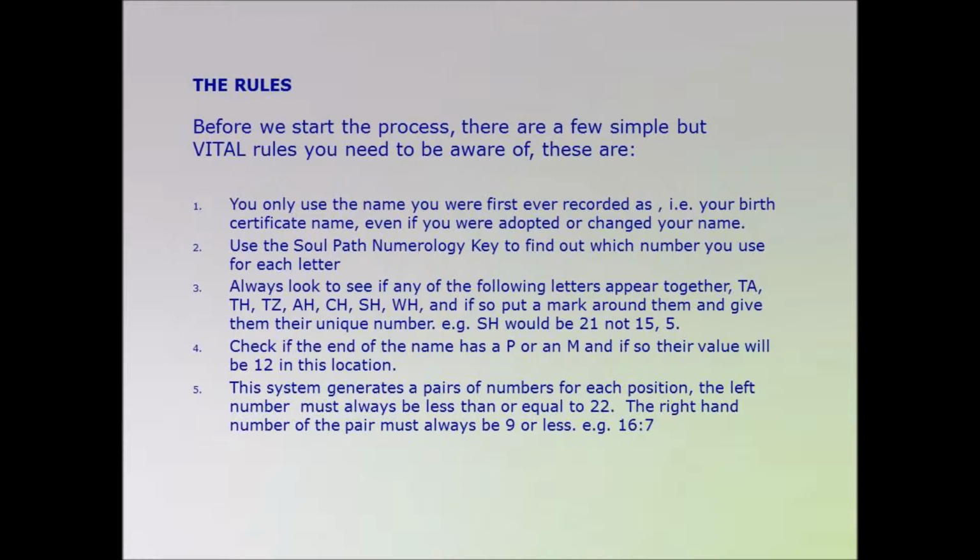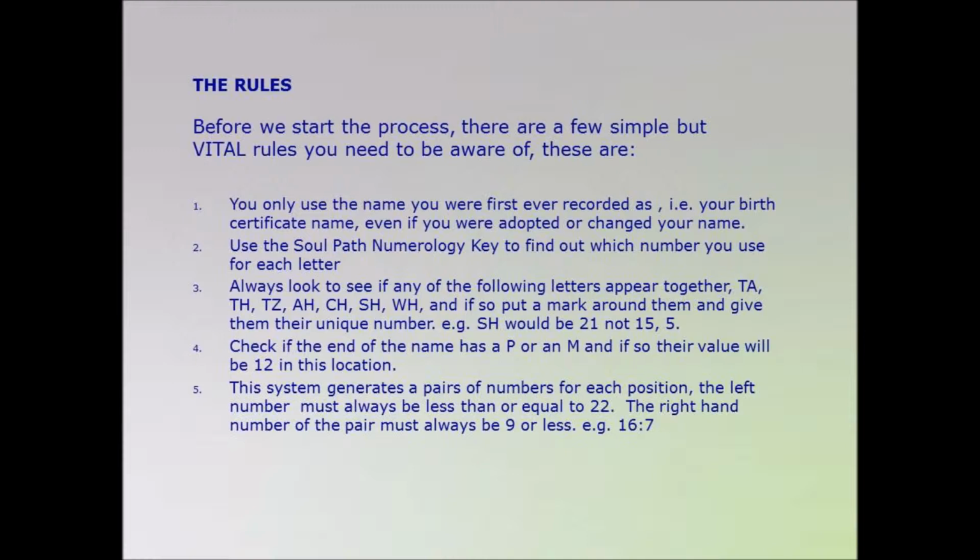The next rule, check at the end of the name if there's a P or an M. And I mean at the very end of the name, the very last letter of the name. Not the first name, middle name, but the very last letter that's in the string of letters that makes up your name. If it's a P or an M, then the value in this case will be 12. I hope you're not getting lost yet, because it's little rules at the moment. This is so easy when you get into it.